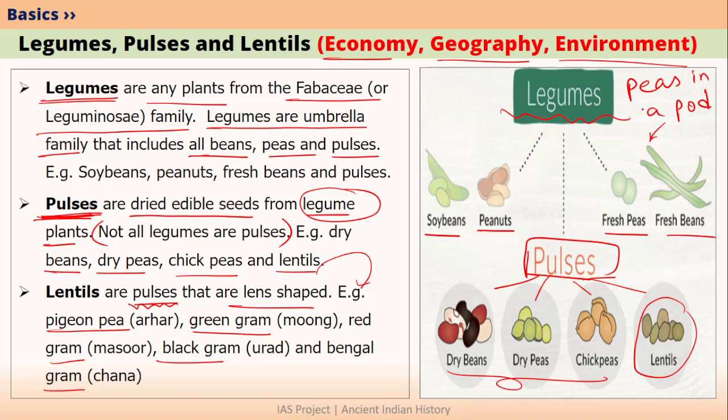So within the chilka, we have peas. This basically is the outer covering, which is called a pod. And inside, we have peas. So peas in a pod is simply a legume.